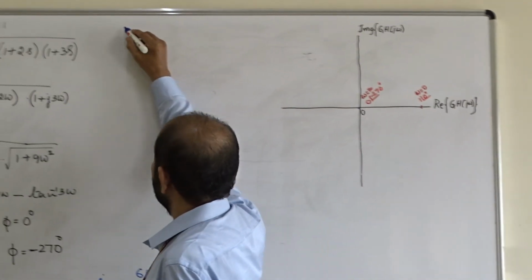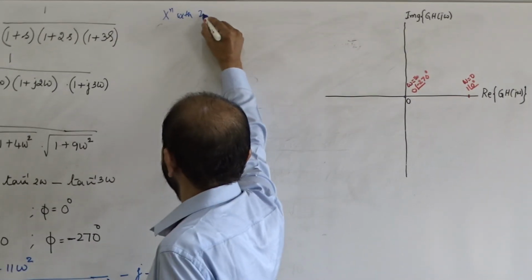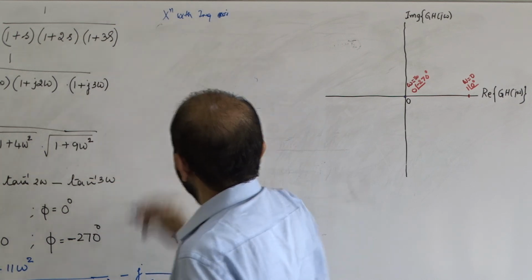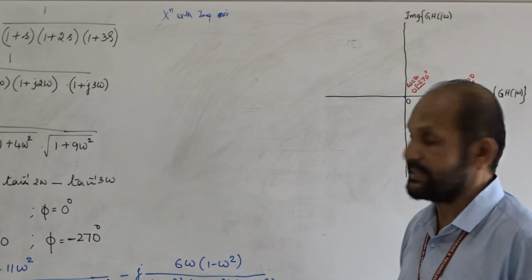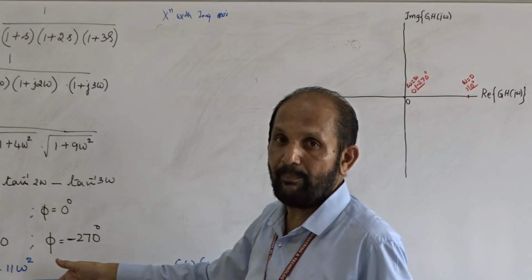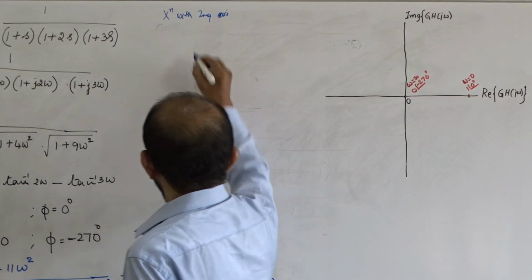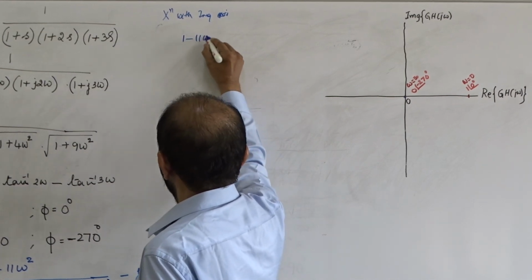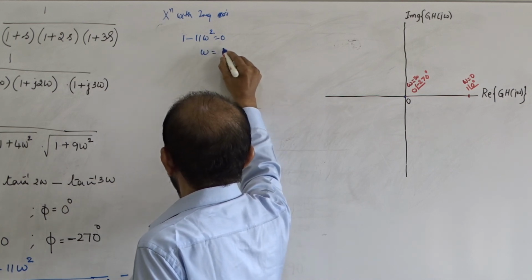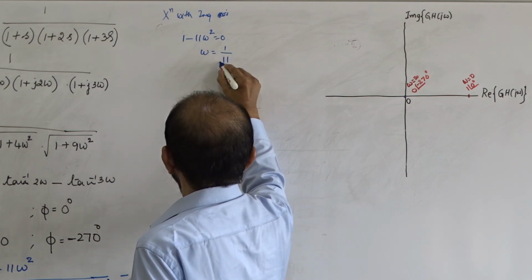Now let us find where the plot intersects the imaginary axis. To obtain that, equate the real part equal to 0, because along the imaginary axis the real part is always 0. If you equate this equal to 0, you get 1 minus 11 omega square equal to 0. Therefore omega equal to 1 divided by square root of 11.